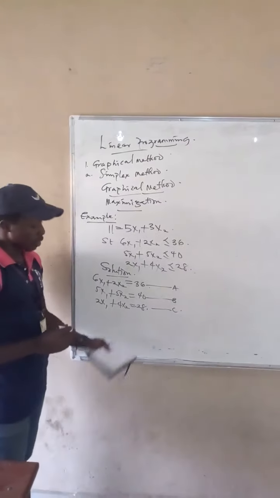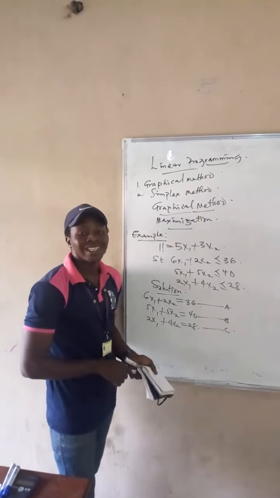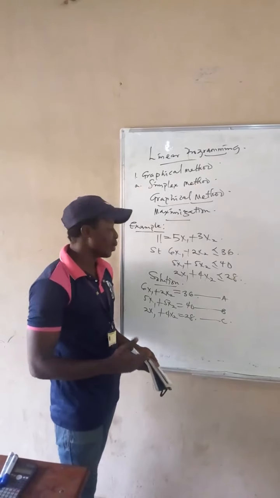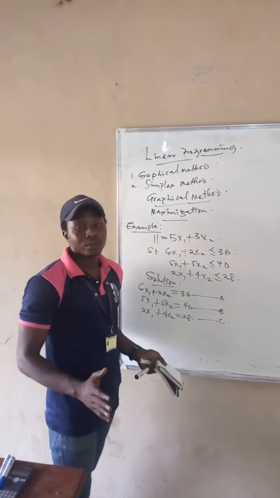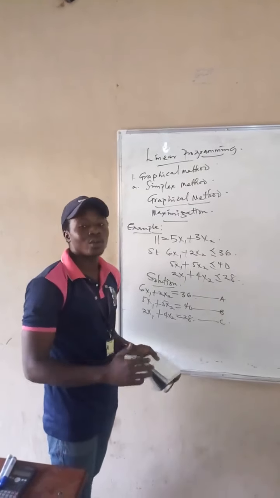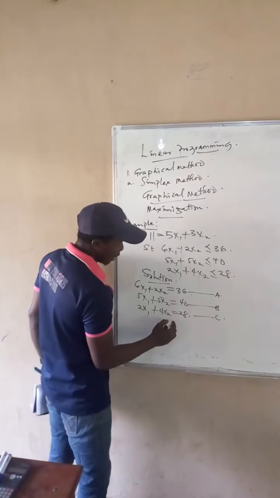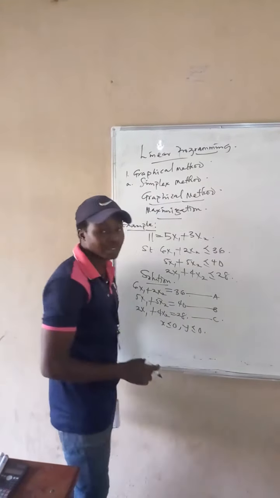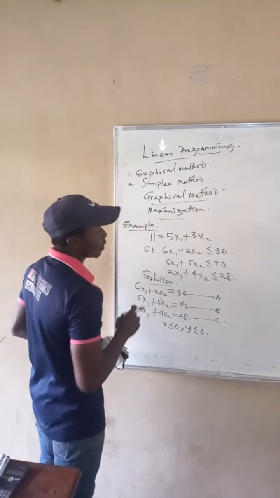Now note one thing under the graphical method. We always make use of the non-negativity conditions. The non-negativity condition is just saying that x1 is greater than or equal to 0, and x2 is greater than or equal to 0. That's the non-negativity condition. Now, I'm going to start with my objective function.